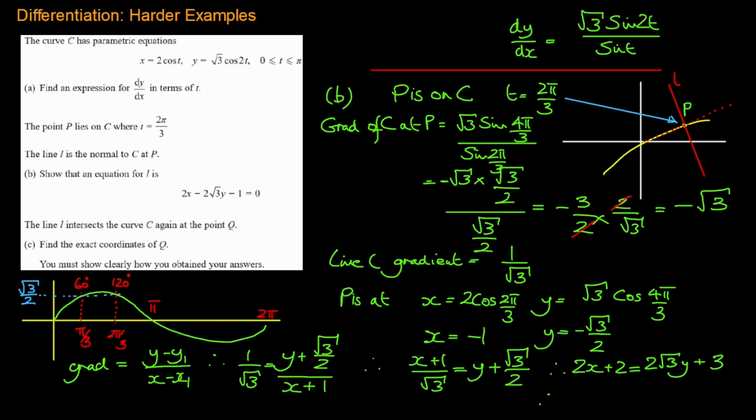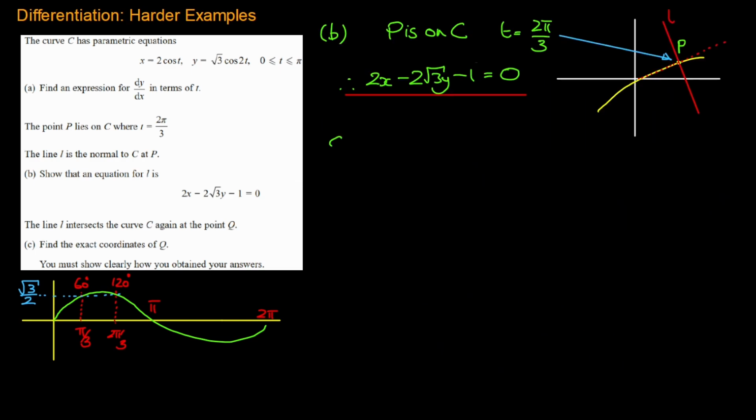So again, running out of space, we just push it the way they want. They've pushed everything onto the left-hand side. 2x is where it should be. So we have to move the 2 root 3y, and this becomes negative 2 root 3y. The 3 jumps side, becomes negative. Negative 3 plus 2, negative 1 equals 0. And that was the answer they require. And that's the end of part B.